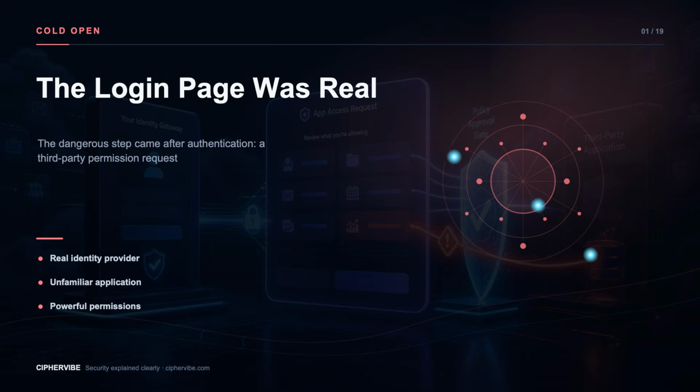A familiar login page loads on the correct identity provider domain. The password and MFA flow are genuine. Then an unfamiliar application asks to read files, mail, or contacts. The page can be real while the request behind it is malicious. That is the central trick in OAuth consent phishing.